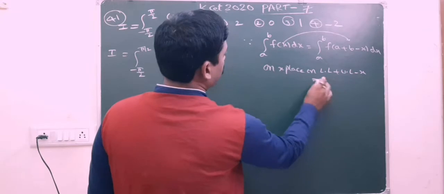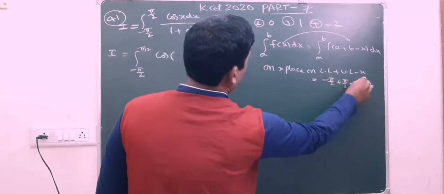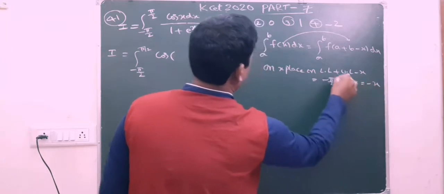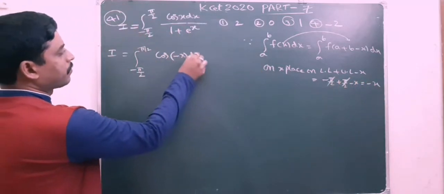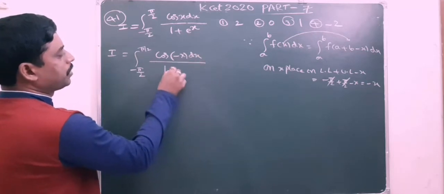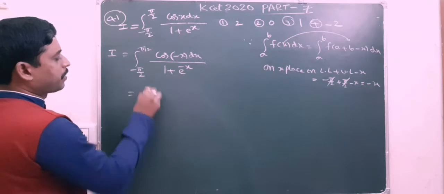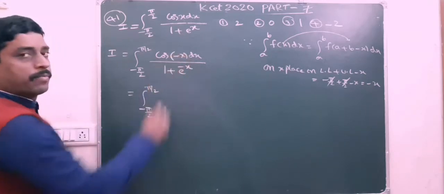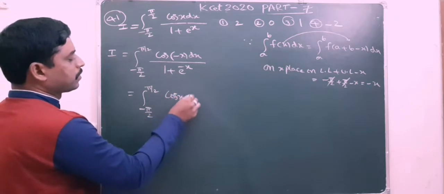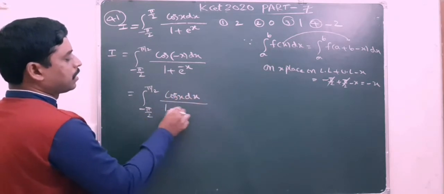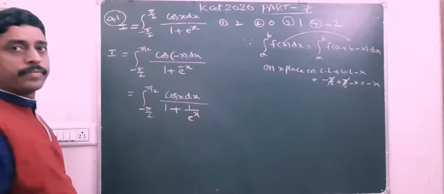What is the lower limit? Minus pi by 2 plus pi by 2 minus x is nothing but minus x. So cos of minus x dx by 1 plus e to the power minus x. This is equal to integral from minus pi by 2 to plus pi by 2 of cos of minus x. Cos of minus x is nothing but cos x by 1 plus e to the power minus x, which is 1 by e to the power x.